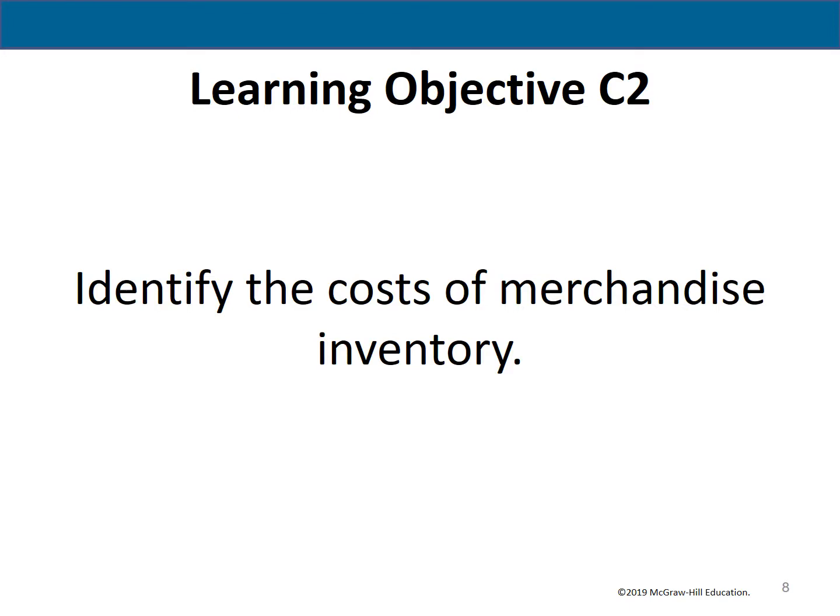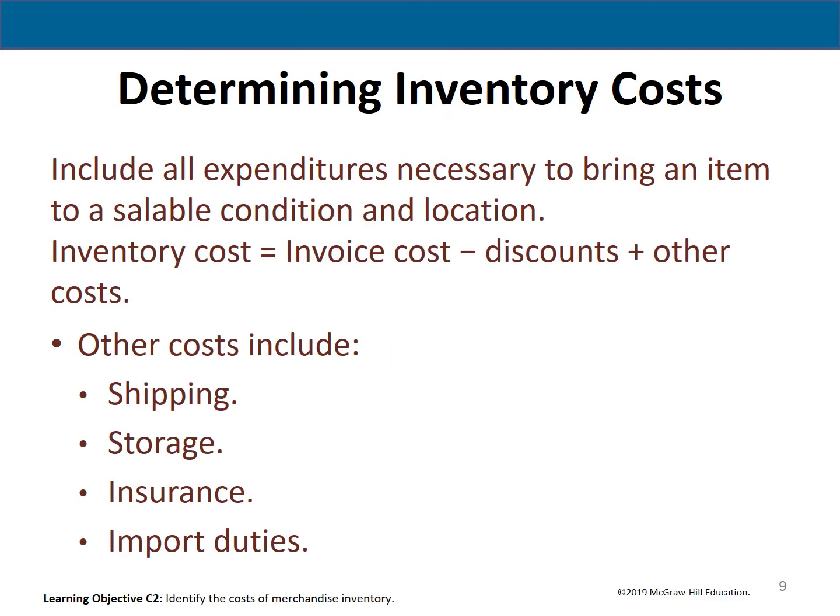All right, so what's in inventory? What are the costs of merchandise inventory is our learning objective 2. And it's everything to get the inventory ready to sell. And we saw that in chapter 5. So it's all expenditures necessary to bring an item to a sellable condition and location. So inventory cost always is the cost of the inventory itself, the actual cell phone you're selling at your shop. How much did it cost you, merchandiser? Minus any kind of purchase discount you were able to take.